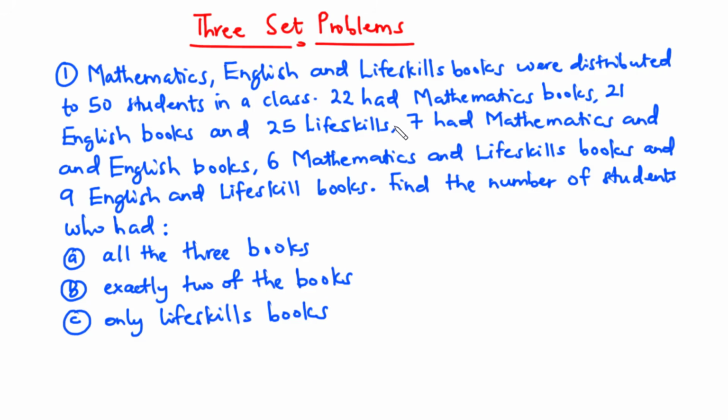From the question, 3 types of books were distributed to 50 students. So the number of students in our universal set is 50. 22 had mathematics books. So the number of students who had mathematics books is 22. 21 English books. 25 life skill books.